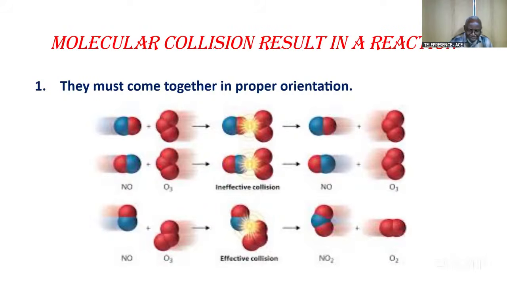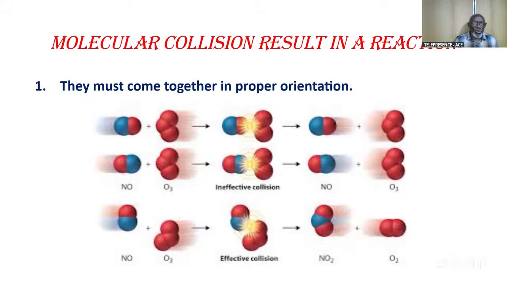But let's look at the effective collision. When they come like this, one goes like this and they collide at this point. This oxygen will join to the nitrogen and they will form NO2, and the remaining two will be oxygen. And so this is an effective collision.